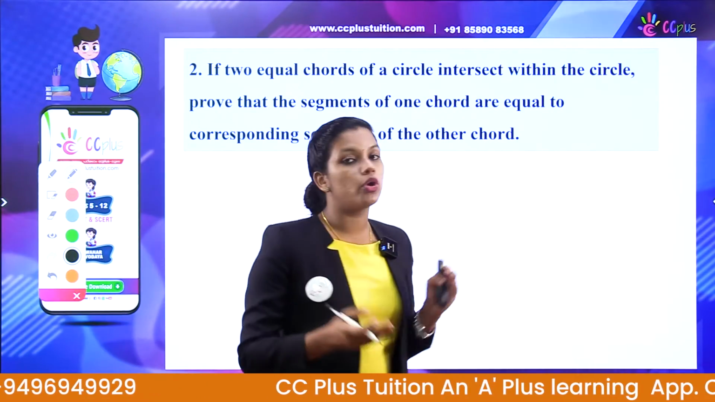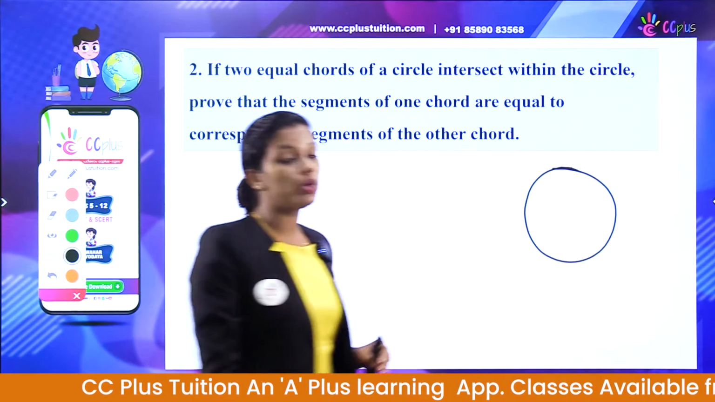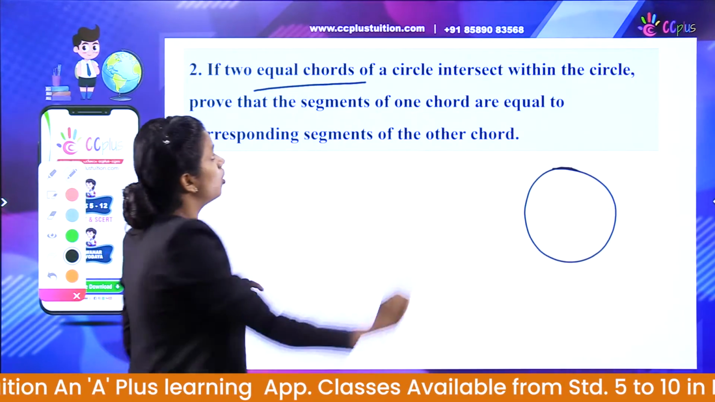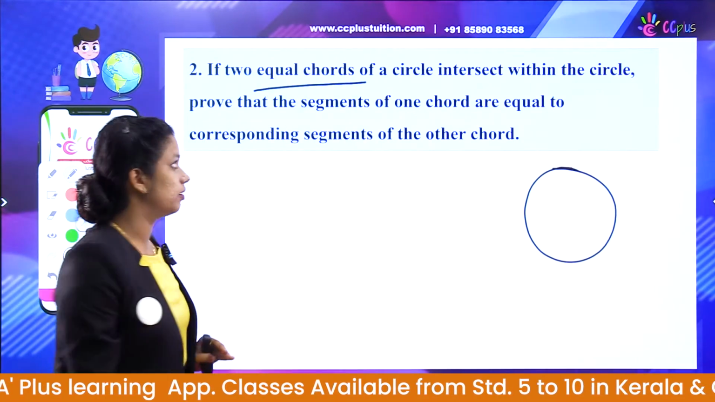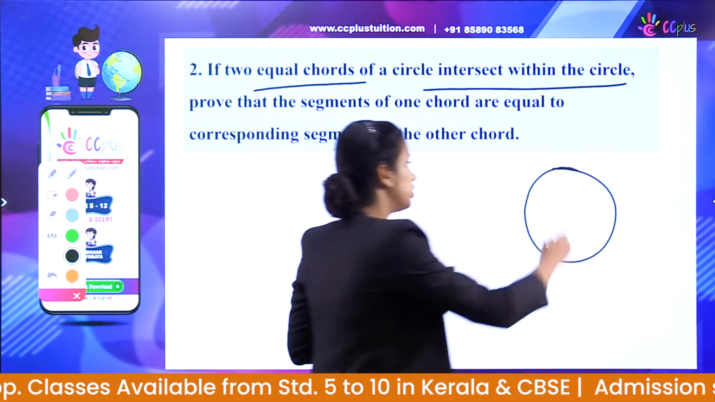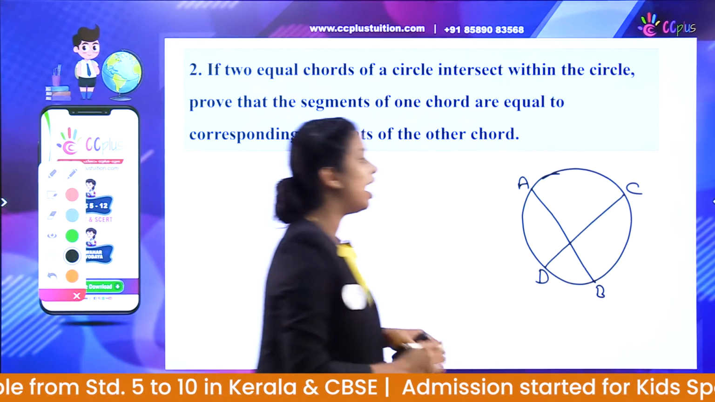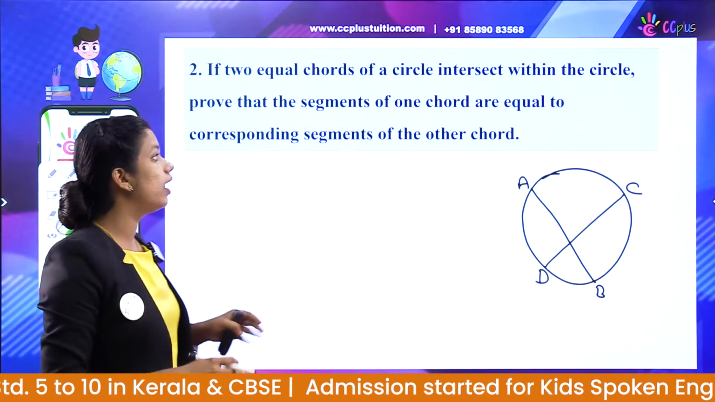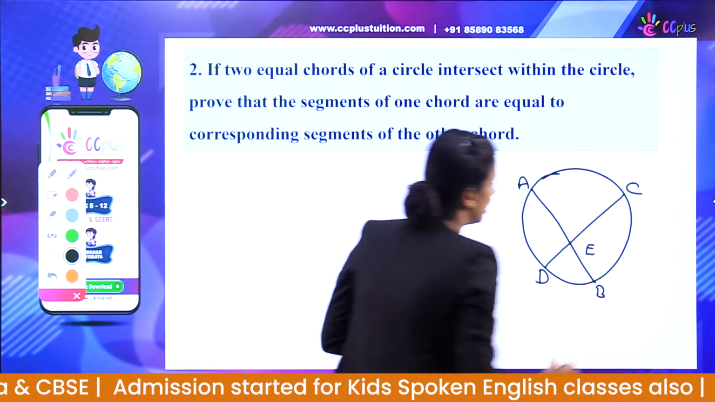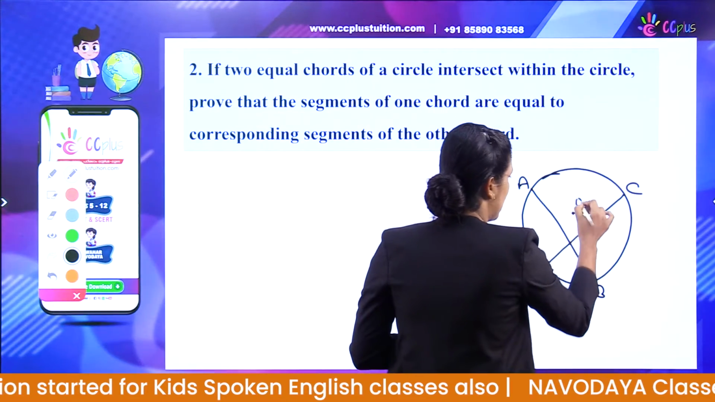So, before moving on to the proof, we should draw the figure. We are talking about two chords of equal length. They intersect within the circle. So, we can draw the picture. AB and CD are two chords of equal length. We want to prove that they intersect within the circle. Let E be the point of intersection. We can mark O as the center.